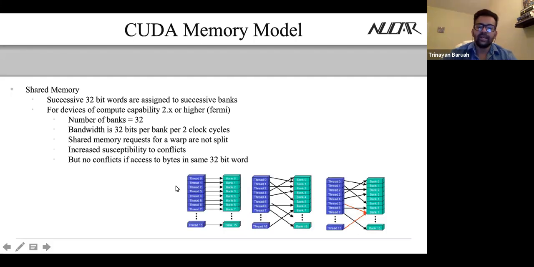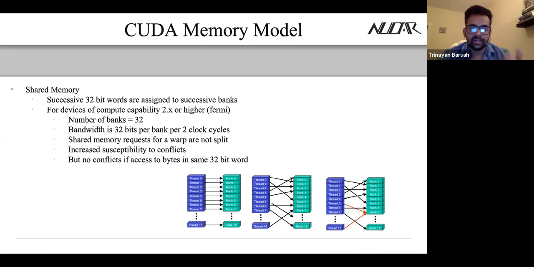So the basic idea is that you have these threads reading from different banks, right? This looks like a good case because each thread is reading from a separate bank. It does not necessarily mean that thread 0 always has to read from bank 0, but this diagram is just to show you that, in the left-hand side diagram, each thread is reading from a separate bank. And there are 32 banks in the shared memory, right?